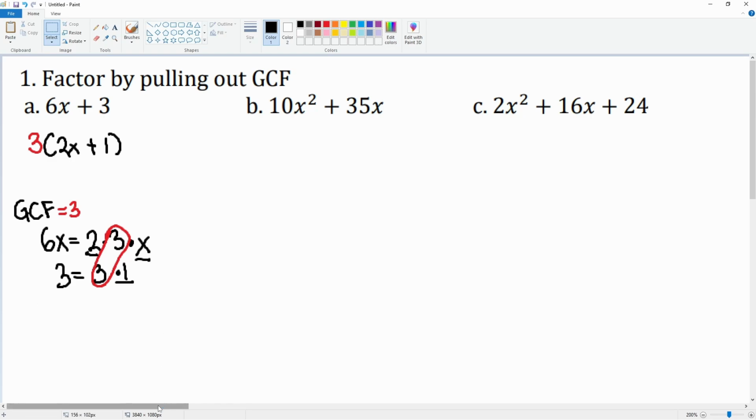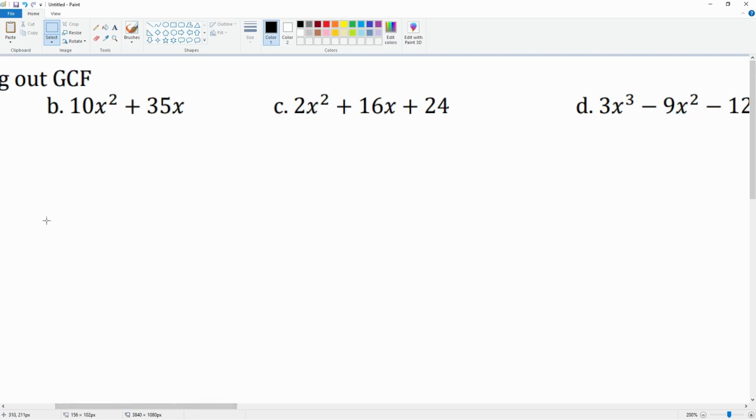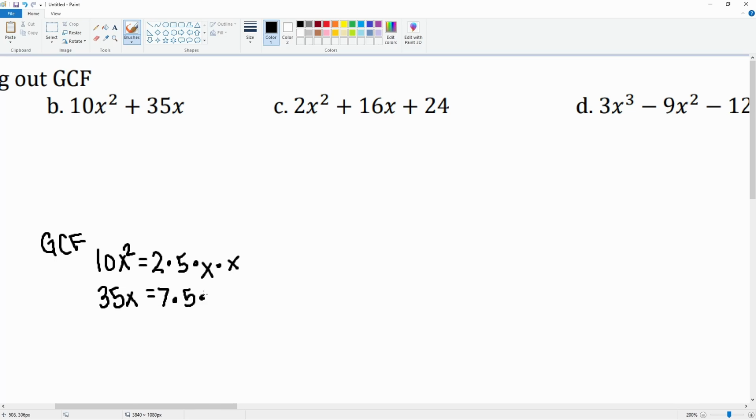Let's look at B here. We're trying to find the GCF. We're going to break down 10x squared, and then we're also going to break down 35x. 10 can be broken down into 2 times 5, and the x squared can be broken up into x times x. The 35x can be broken down into 7 times 5 times an x. What I'm circling here is the greatest common factor, which is the x and the 5. So the greatest common factor is 5x.